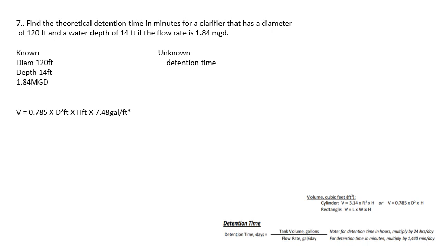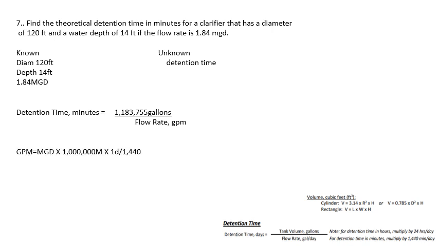So this is the volume of a cylinder, and it's given the diameter, so 0.785 times diameter squared times height times 7.48 gallons per cubic foot to get cubic feet into gallons for our formula. So 0.785 times 120 foot squared times 14 feet times 7.48 gallons a cubic foot. That gives us 1,183,755 gallons.